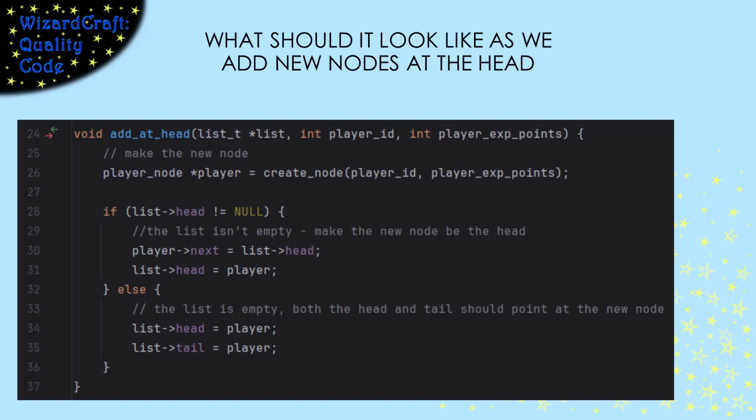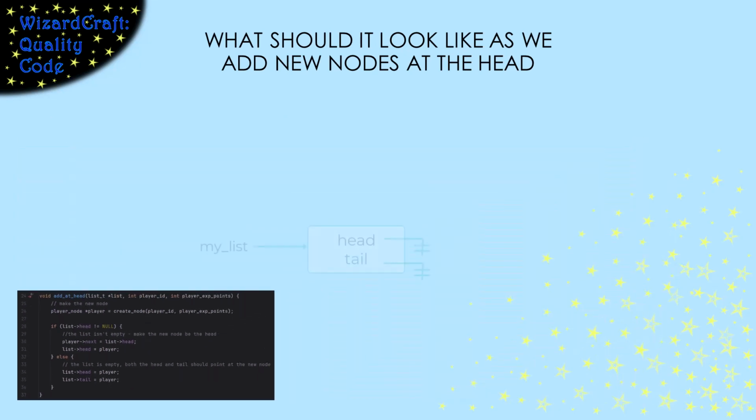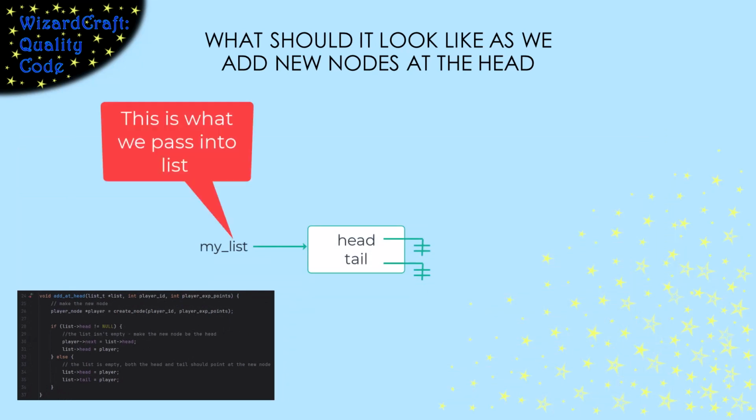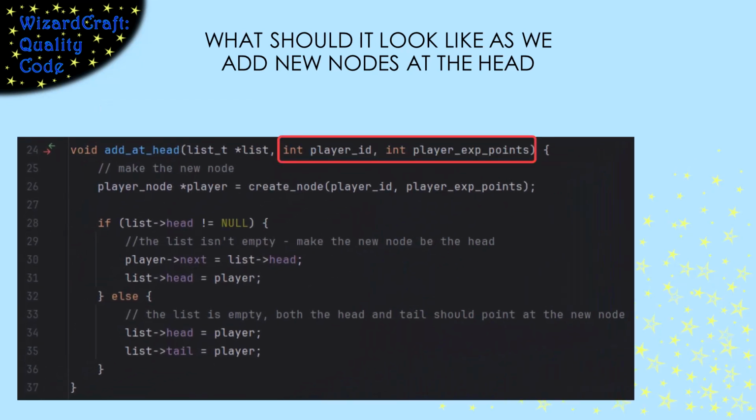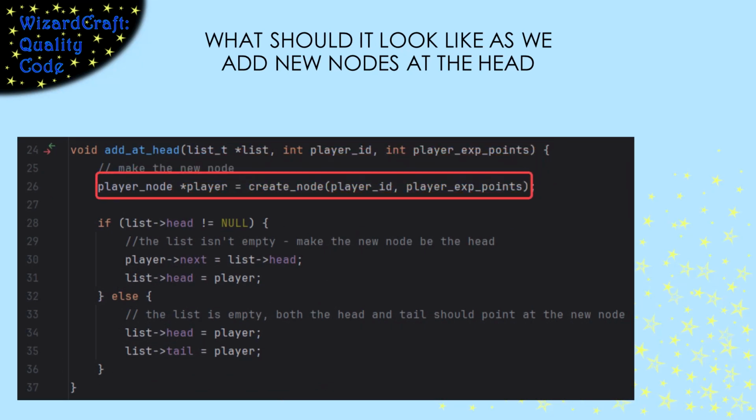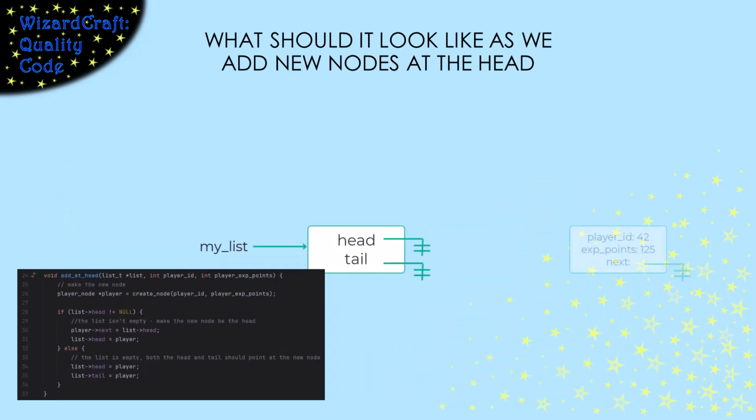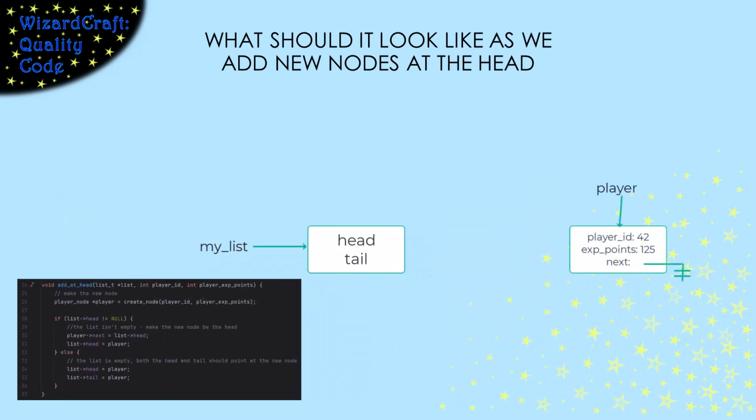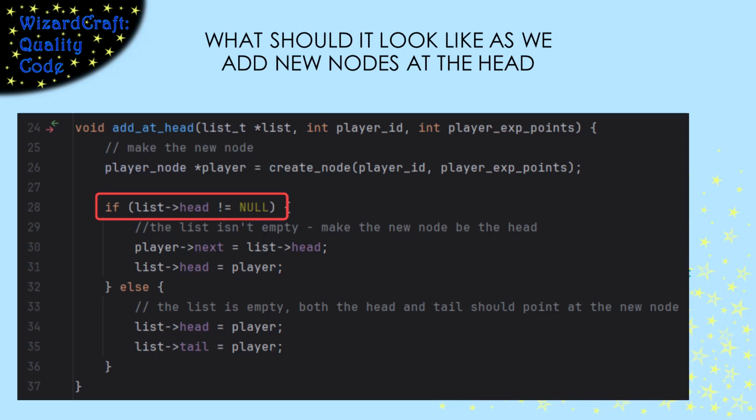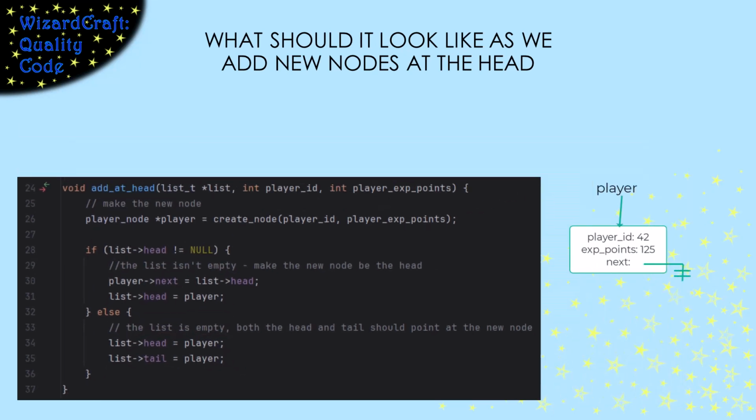Let's do that again, looking at the actual code for add at head. Remember, this is called after we have created the empty list. We pass in a pointer to our list, that structure that has the head and tail pointers, and the values related to the player we're adding. The first thing this code does is create a new node and store a pointer to it into player. Then it looks at the head pointer. In this case, our head pointer is null, so it will execute the else block and make both the head and tail point at the new node.